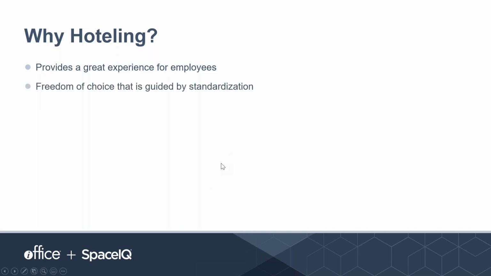And then what hoteling in Archibus, and hoteling in general, allows for is this freedom of choice that is guided by standardization. What I mean by that is, as a user, I have the ability of selecting exactly the space that I want to book, but behind the scenes, my organization has tailored my decision tree so that it fits within the overall space utilization strategy of the organization. And we'll speak to that. We'll see a demonstration of that here shortly.